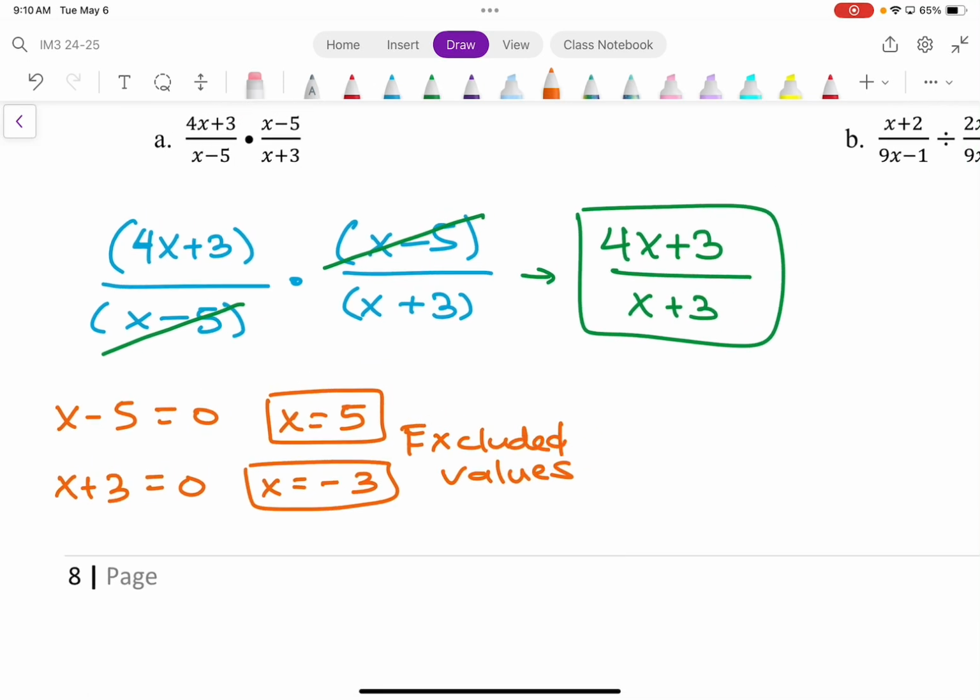All right. Any questions so far on how we solved the first question? All right, I'll show you one more example, and then you guys can go ahead and try it on your own.